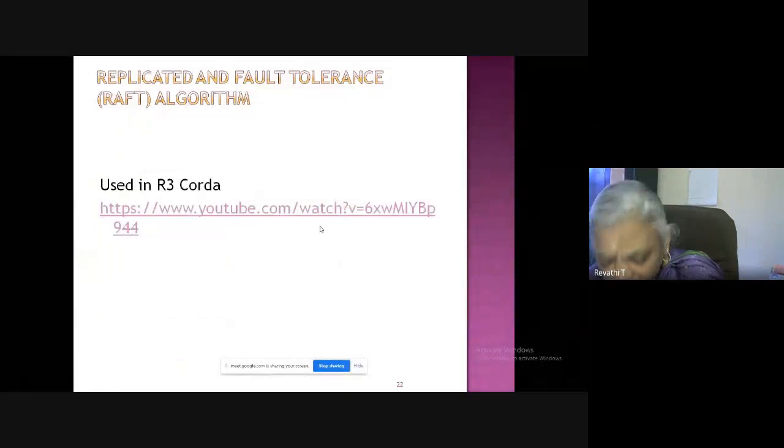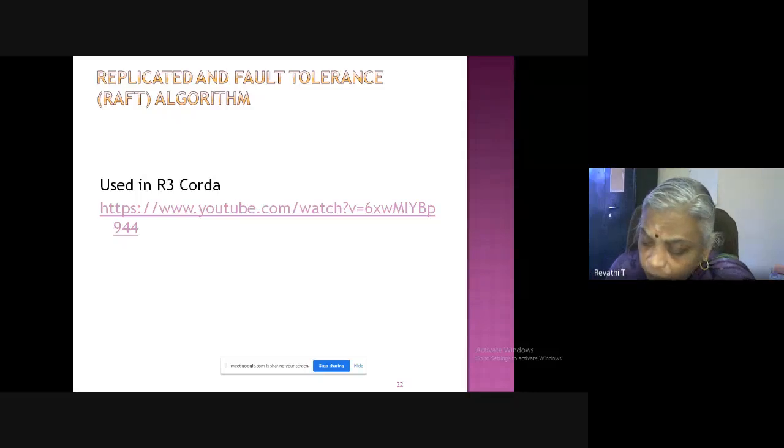So mainly here a leader and followers will be there, and the followers have to vote periodically, and they have to select the leader.